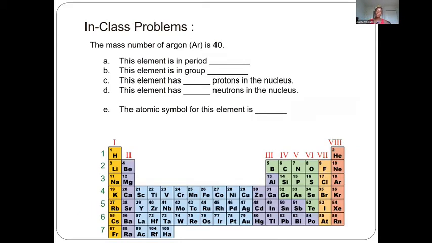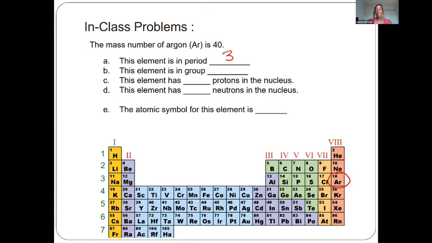So if we put all this information together from this chapter, we should be able to look at the periodic table and deduce some information. So here it says the mass number of argon is 40. The element is in period where? So if we find argon, which is here, argon is in period 3. Now the periods are the rows that exist in the periodic table. So there's the period, the row, and then the group or the column. So this is found in group number 3, in period 3.